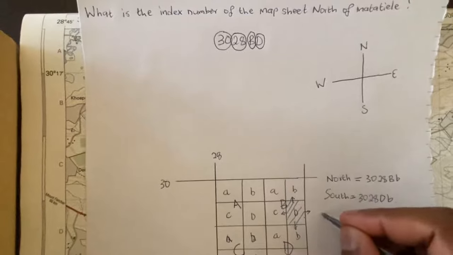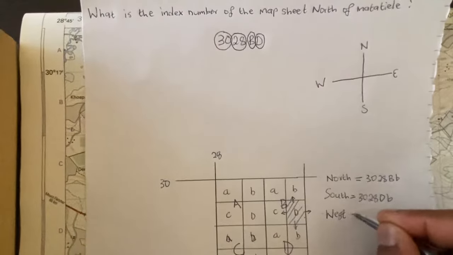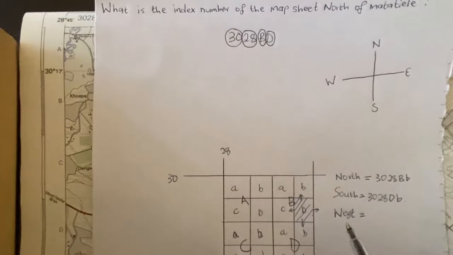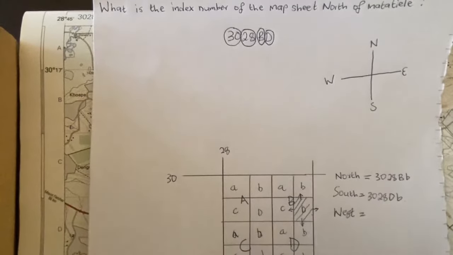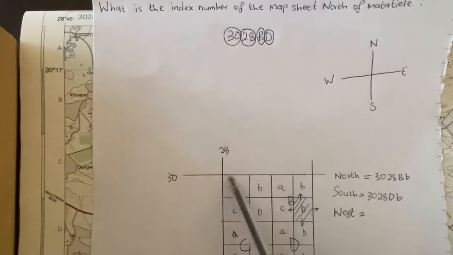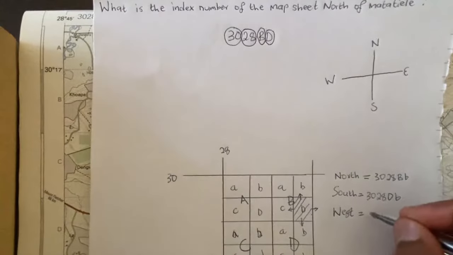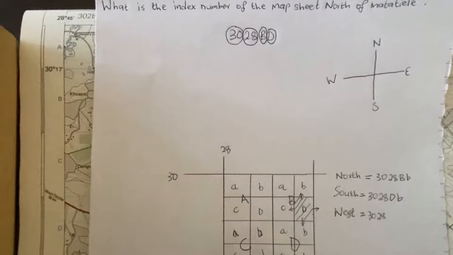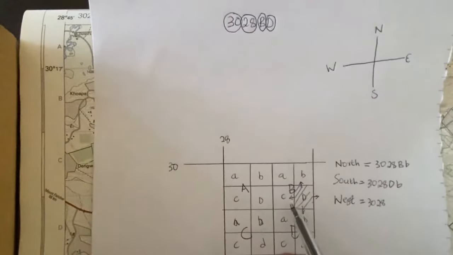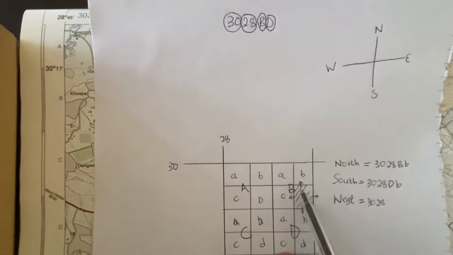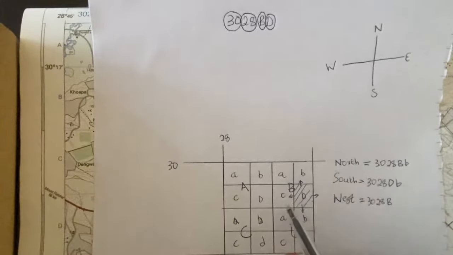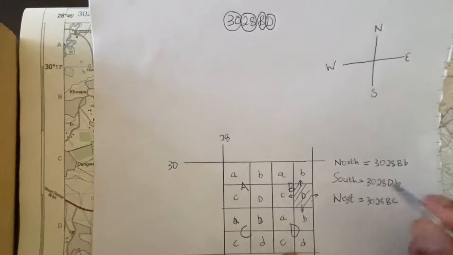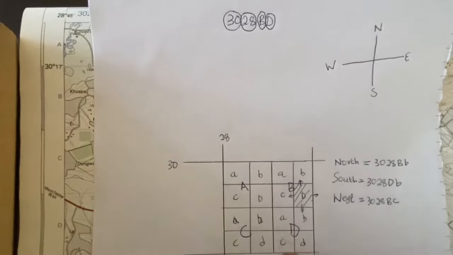Let's look at west. So to find the map index for this block reference, we're still using our 30, 28, because we are still working within this map index, right? So we just write 30, 28, and then your west, which is this arrow over here, from our reference point or reference block. So this will be 30, 28 B, and then what is the small block? The small block is C, because this arrow is pointing into the small block C.